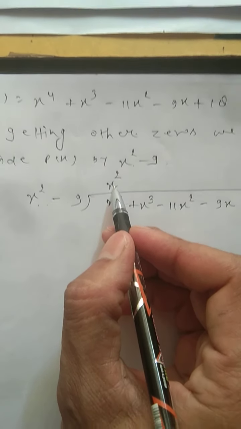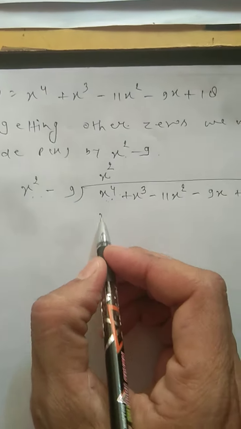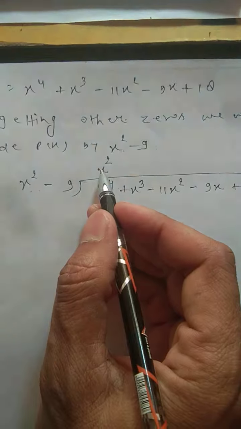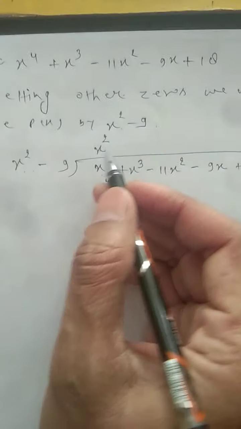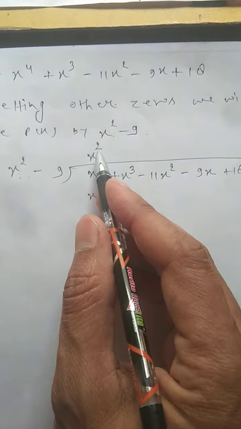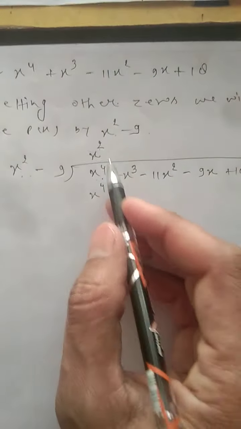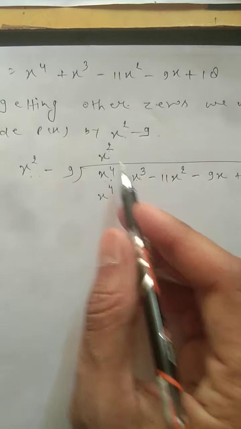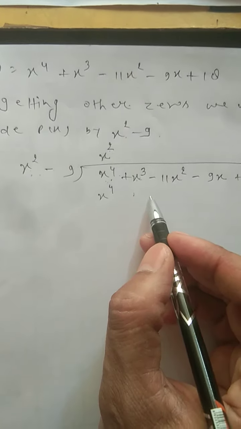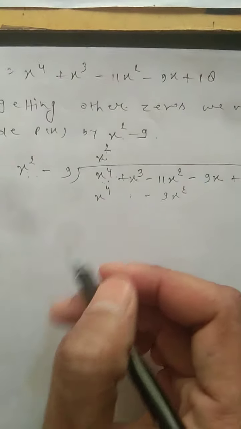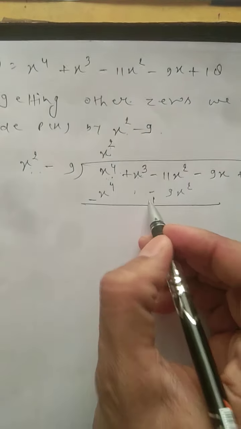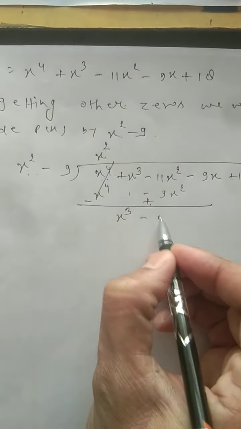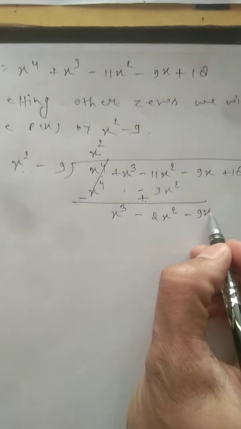After dividing, we will multiply. x power 2 into x power 2 is x power 4. This one is plus, this is minus, plus into minus gives minus 9x square. We write it according to its degree: we cannot write it under x cube because its degree is 3, we write minus 9x square here because its degree is 2. Sign will change, x power 4 cancels, x cube remains, and subtracting gives minus 2x square minus 9x.